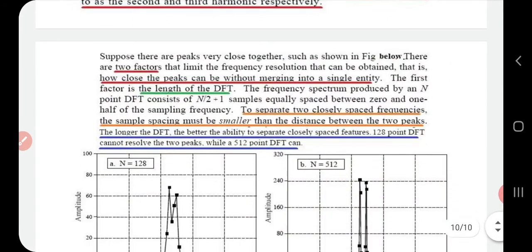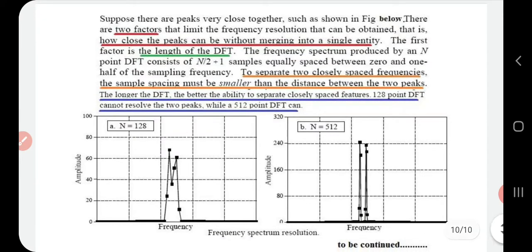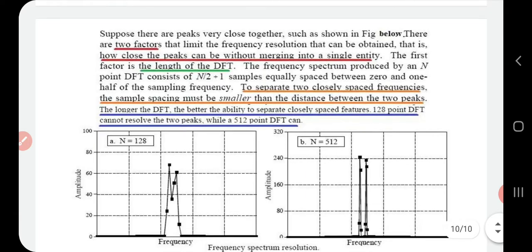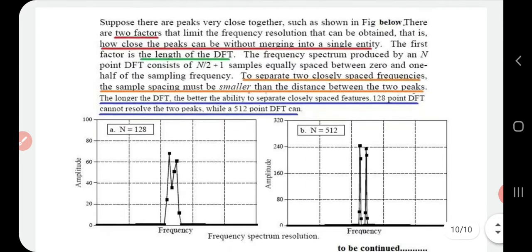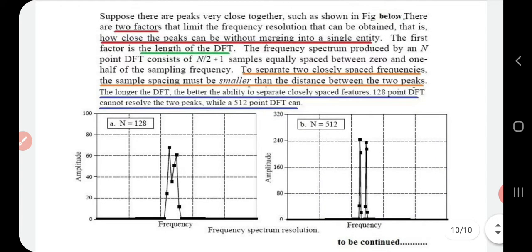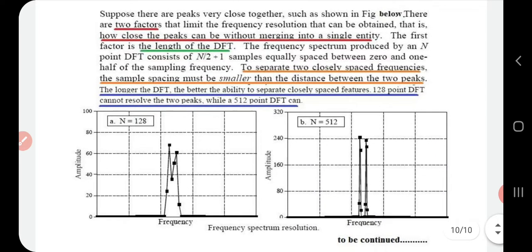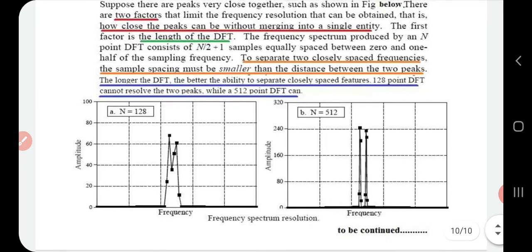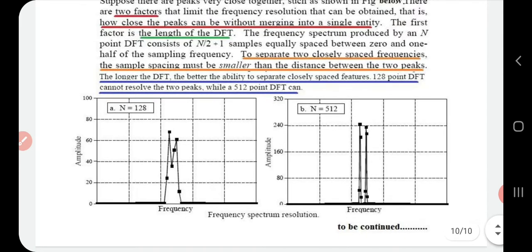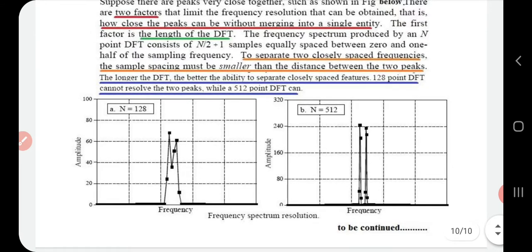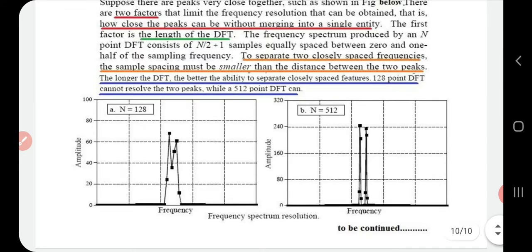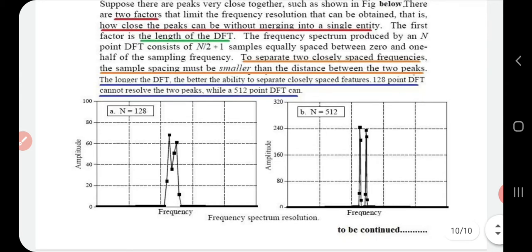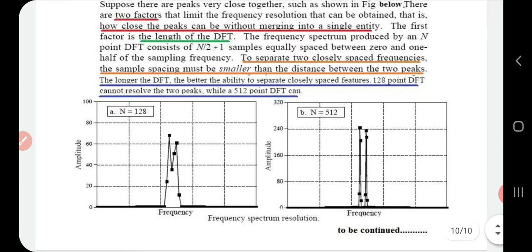And finally, there are two factors that decide the resolution of two peaks. Resolution means how close the peaks can be without getting overlapped. One factor is the length of the DFT. The frequency spectrum produced by an N-point DFT consists of N/2 + 1 samples, where N is the length of the DFT. So in order to separate two closely spaced frequencies, the sample spacing must be smaller than the distance between the two peaks. That is the condition. Please learn it.